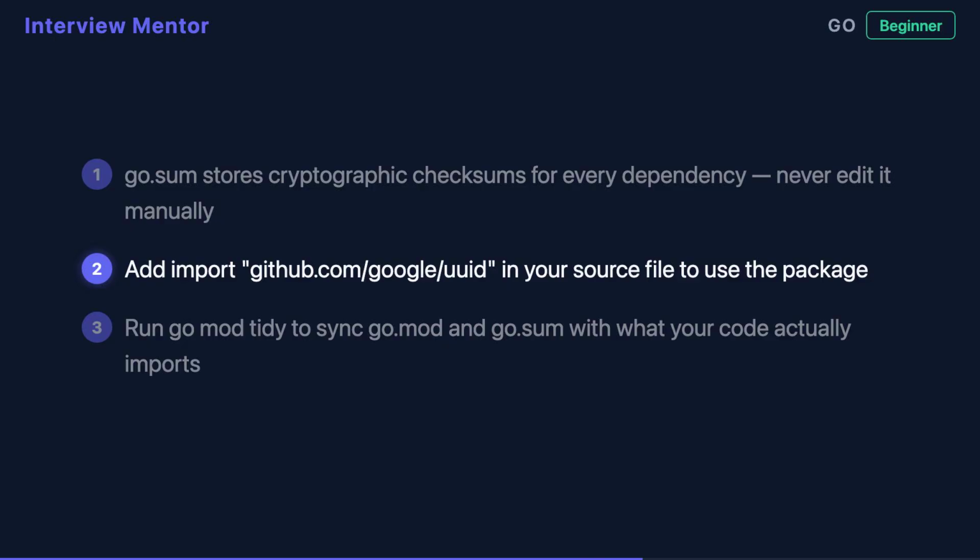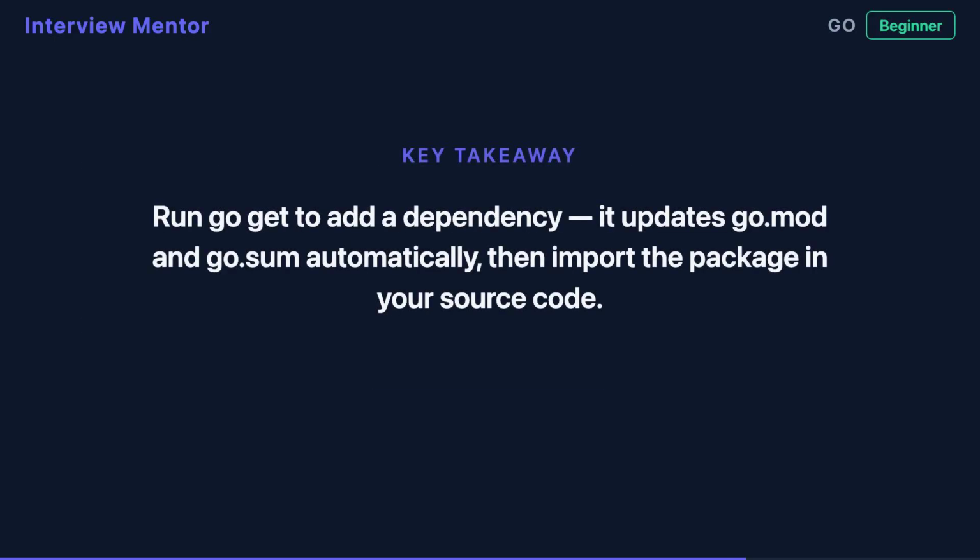To actually use your new package, add an import statement in your source file. And if you add imports before running go get, run go mod tidy to automatically reconcile everything. Adding a Go dependency: run go get, let go.mod and go.sum update automatically, then import in your code.